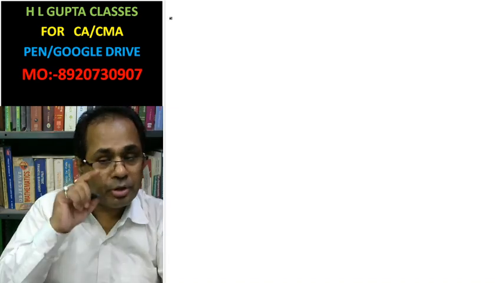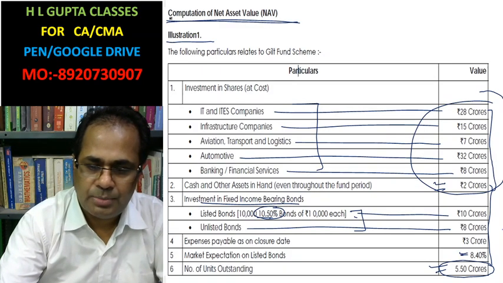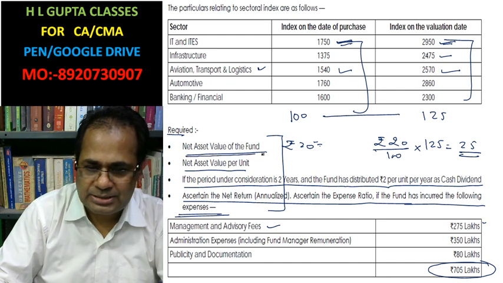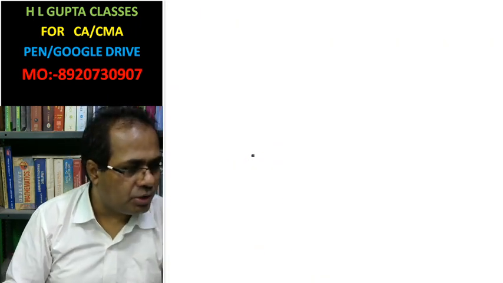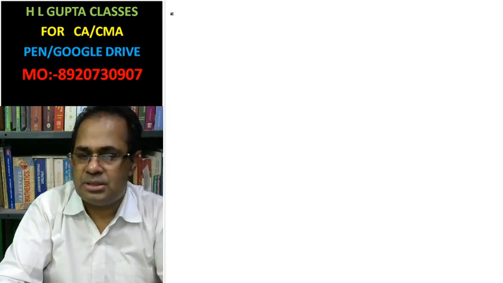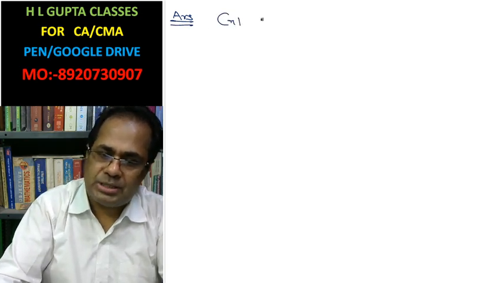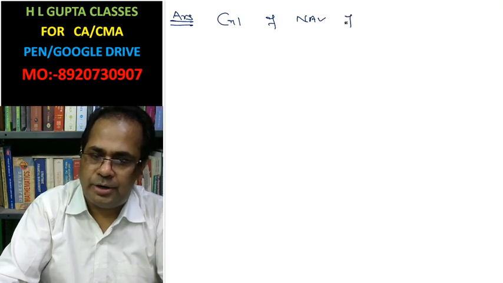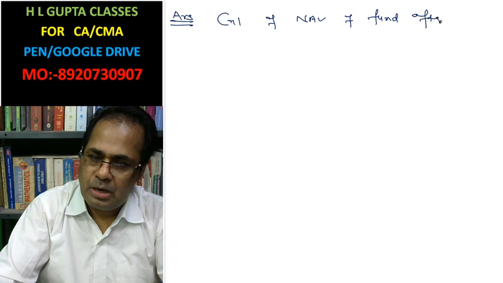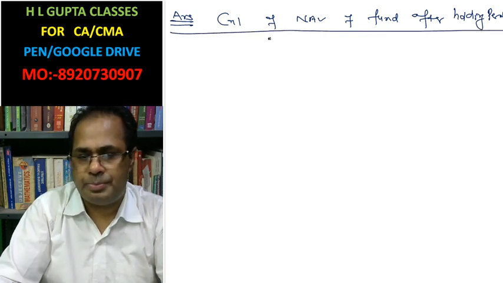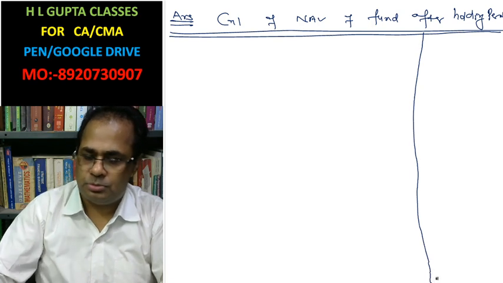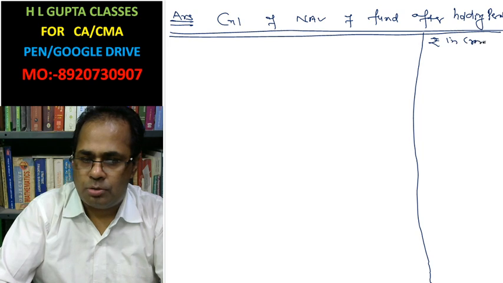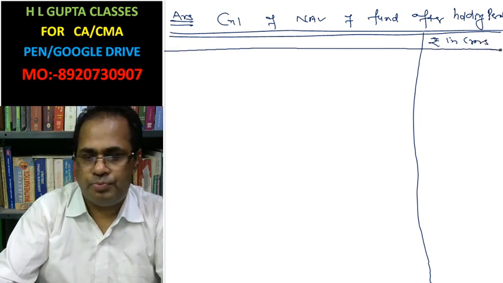Working notes. Okay, first part, answer of the first part. What was the question you have? Net asset value of the fund, net asset value per unit at the end I am going to calculate. Calculation of net asset value of the fund after holding period. Rupees in crore, you write here particular.